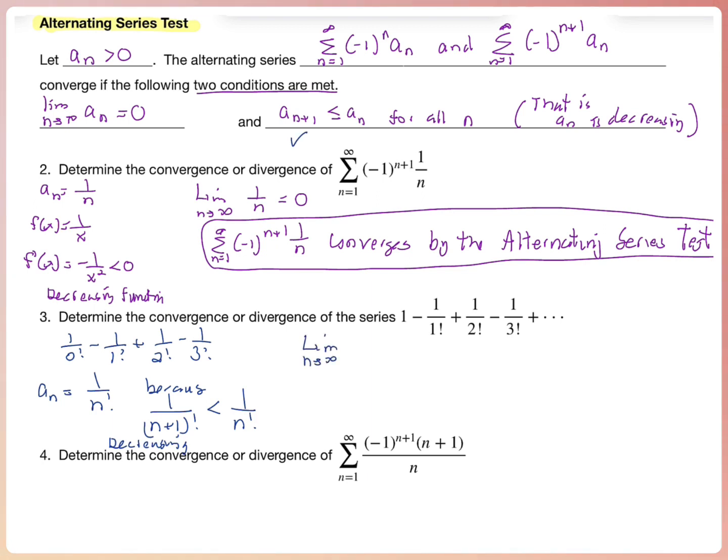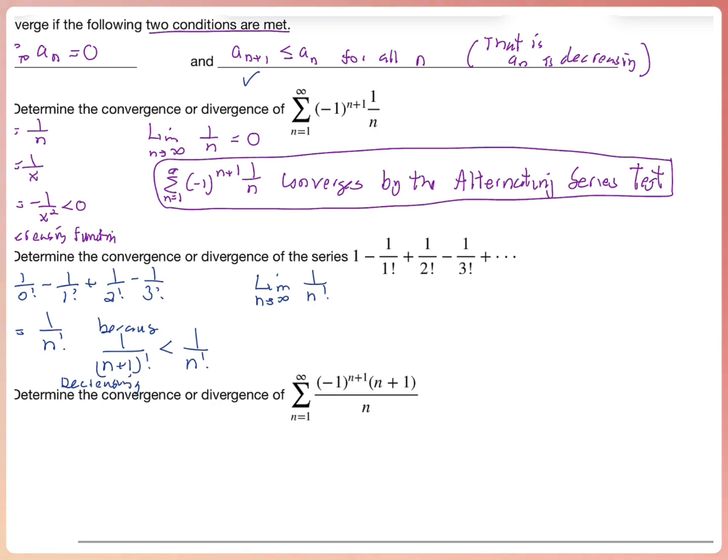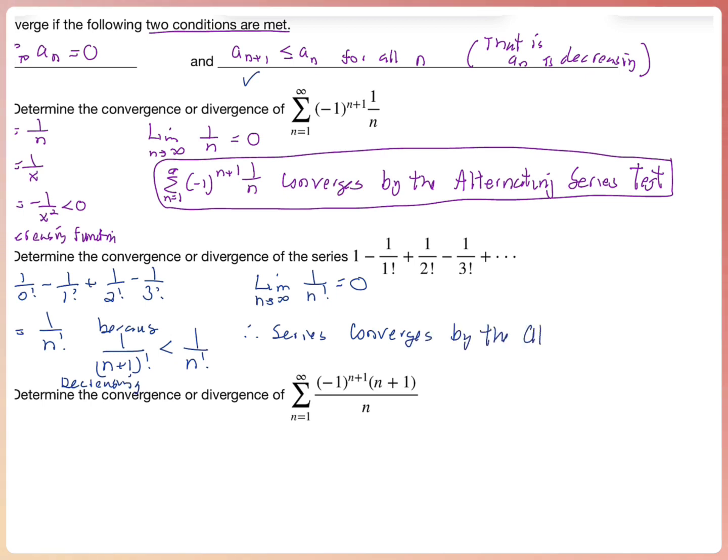So now we're going to find the limit as n goes to infinity of 1 over n factorial, and that's equal to 0 because it's a fraction. And so we can conclude that this series converges by the alternating series test because it met the two requirements: it's decreasing and the limit equals 0.